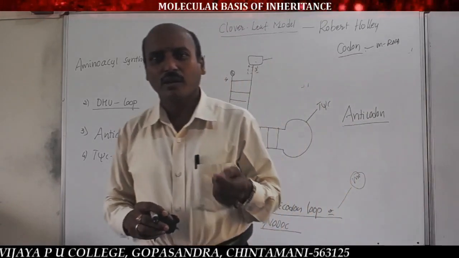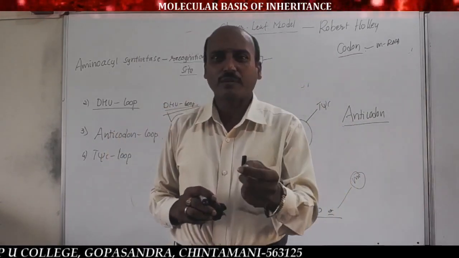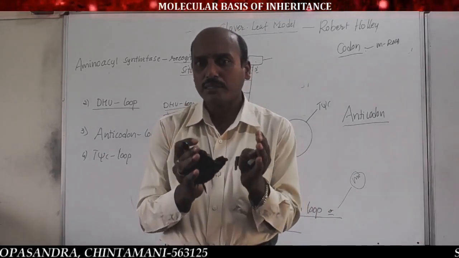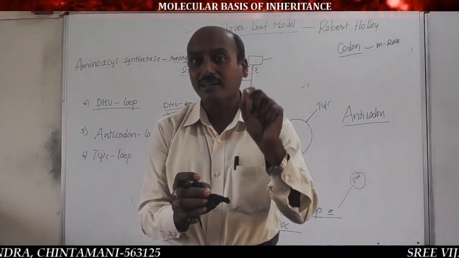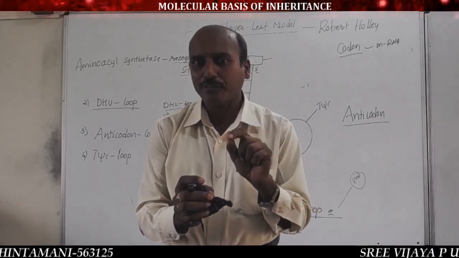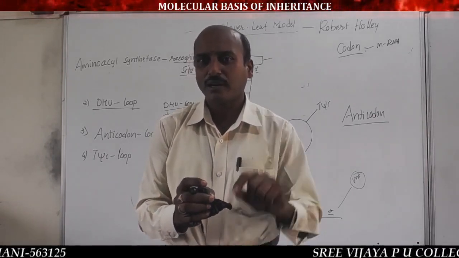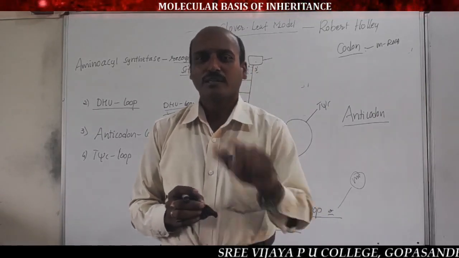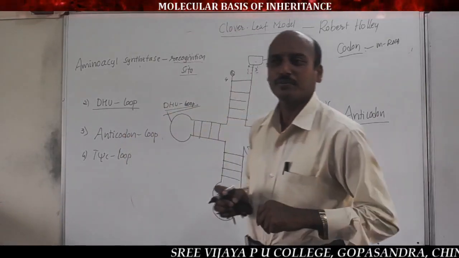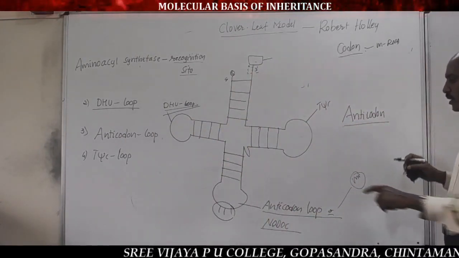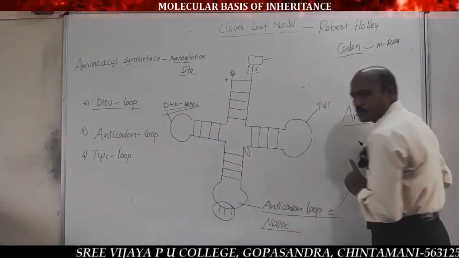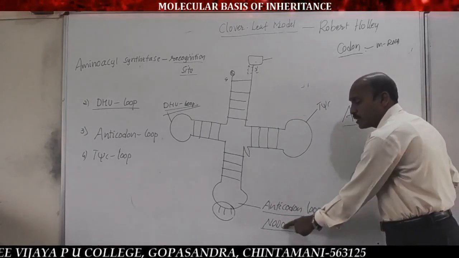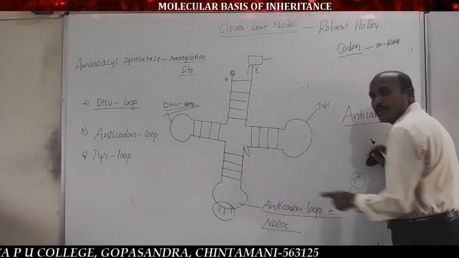What is anticodon? One more important piece of information to define anticodon: a group of 3 nitrogen bases present in the anticodon loop of tRNA, or opposite to the codon of mRNA, is called anticodon. You must remember this statement.